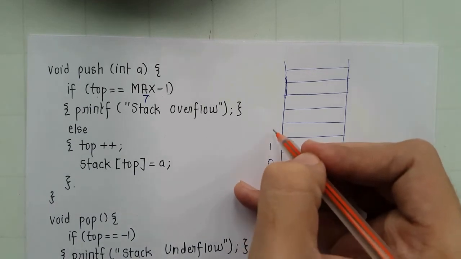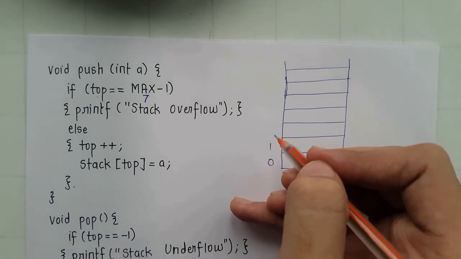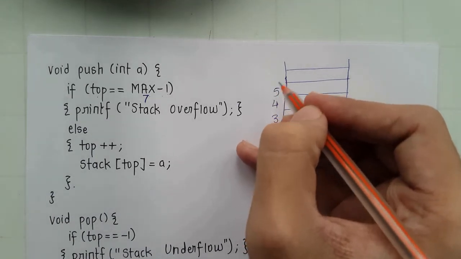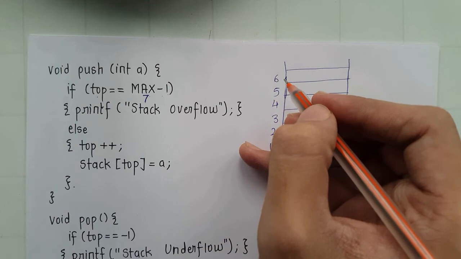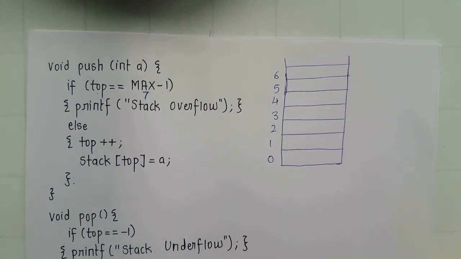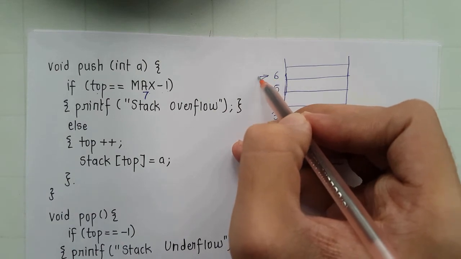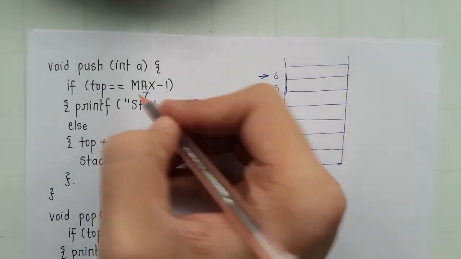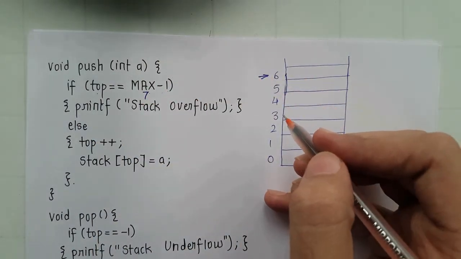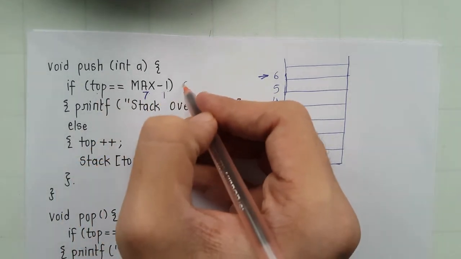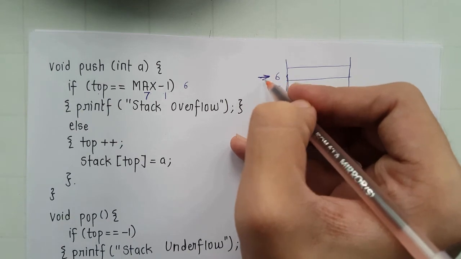As the stack is 0 indexed, the topmost index number would be 6 if our max size is 7. So it would check for top equals to MAX minus 1, that is 7 minus 1, 6. So it would check the 6th index.